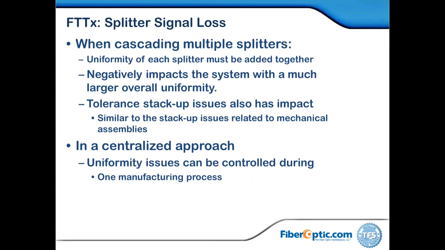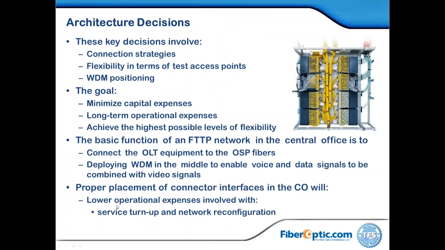Which means you have to add something called uniformity, and basically that is added to your loss budget. And there are some tolerance stack-up issues we don't need to address at this time. In a centralized approach, everything's back at the central office, so that's a little easier to control than when the splitters are placed further out in the field. There's a couple of architectural decisions that you must look at when you consider where you are going to position this. This isn't a full design class, so we just give you an idea of some of the things that we have to do.